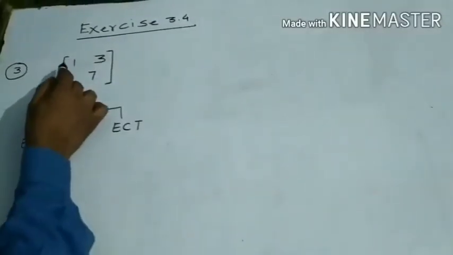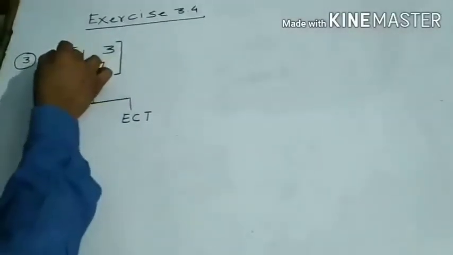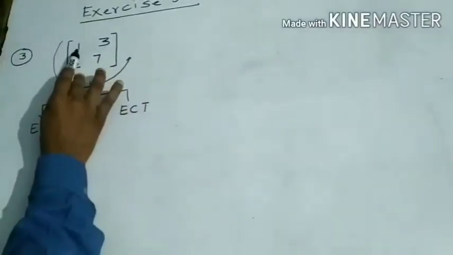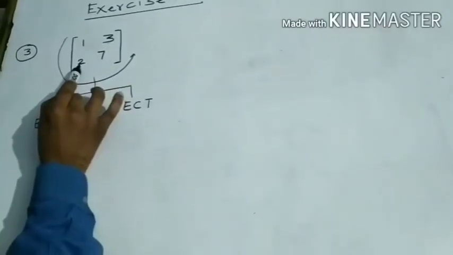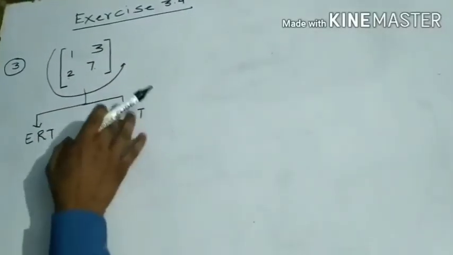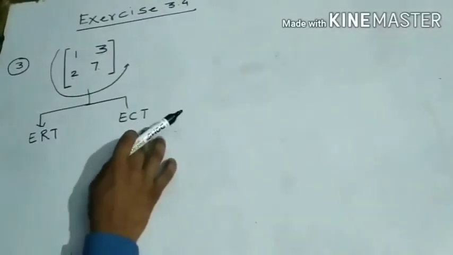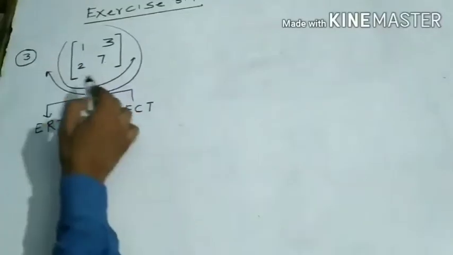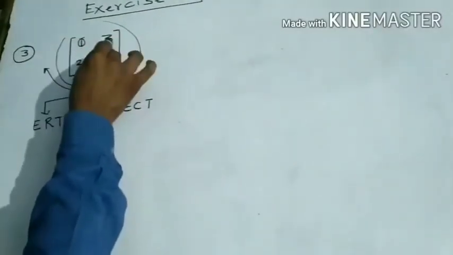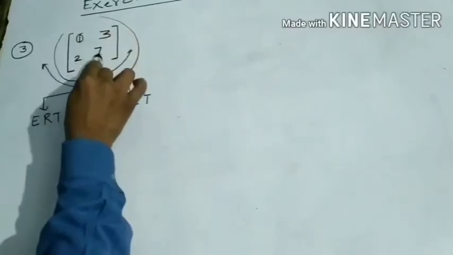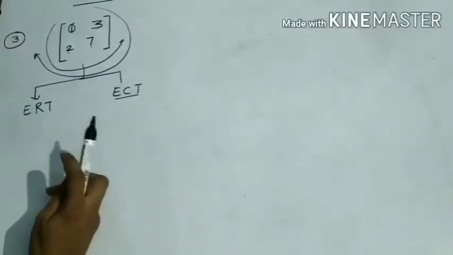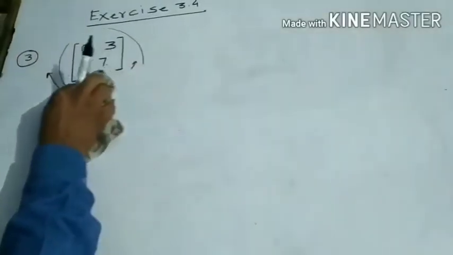We also know that in elementary row transformation we move in an anti-clockwise direction, meaning first we make the first element 1, then the second 0, then the third 1, and then the fourth 0. But when we use elementary column transformation, we move in a clockwise direction. Then first we make the first element 1, then the second 0, then the third 1, and then the fourth 0 using elementary column transformation. So let us see how we can solve.